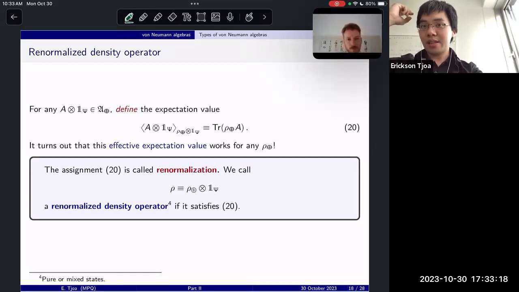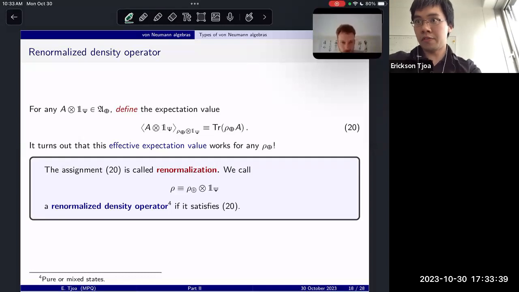And this assignment, I would call it, according to the high energy physicists, the renormalization procedure. You basically renormalize the density operator in such a way that you would regard rho as effectively a density matrix. So it is a renormalized density operator if it consistently gives the correct expectation value that you expect only on the Earth. Okay.